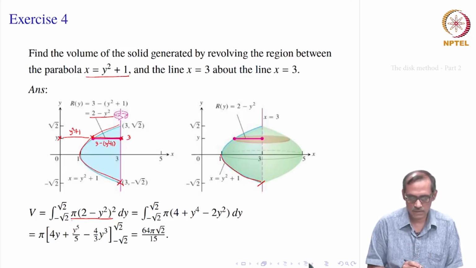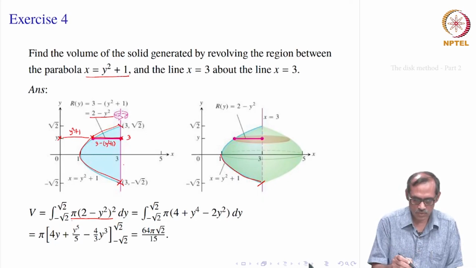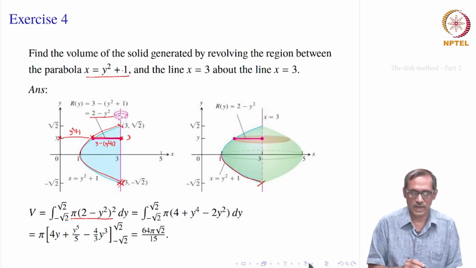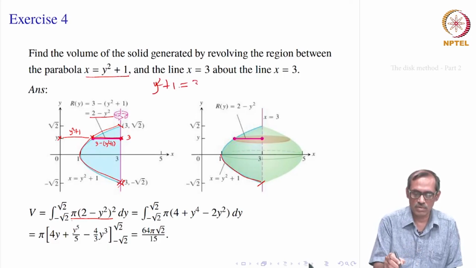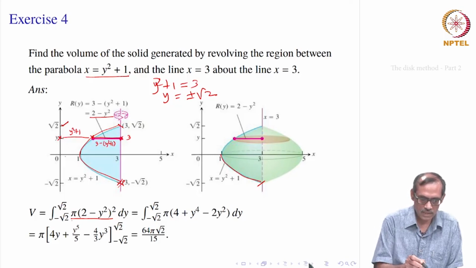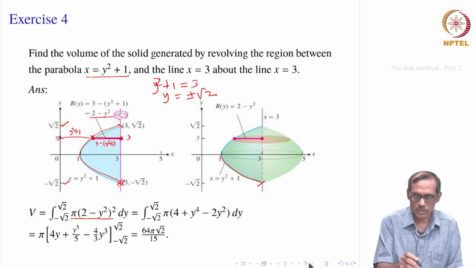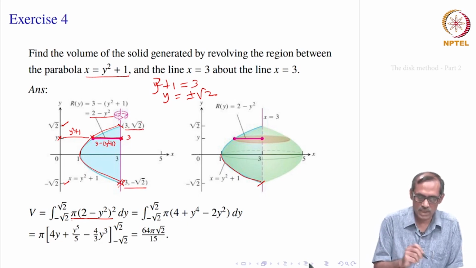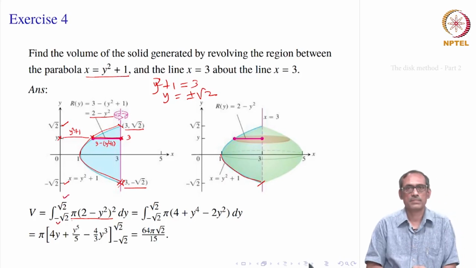Now, what are the limits of integration? You must find these 2 points. We find out where x equal to 3 intersects the curve x equal to y square plus 1. So, y square plus 1 equal to 3, that gives y equal to plus or minus root 2. Correspondingly, if you compute x, it will be equal to 3, fine. So, the intersection points are (3, minus root 2) and (3, root 2), and we are integrating with respect to y, so we just take minus root 2 to root 2, fine.